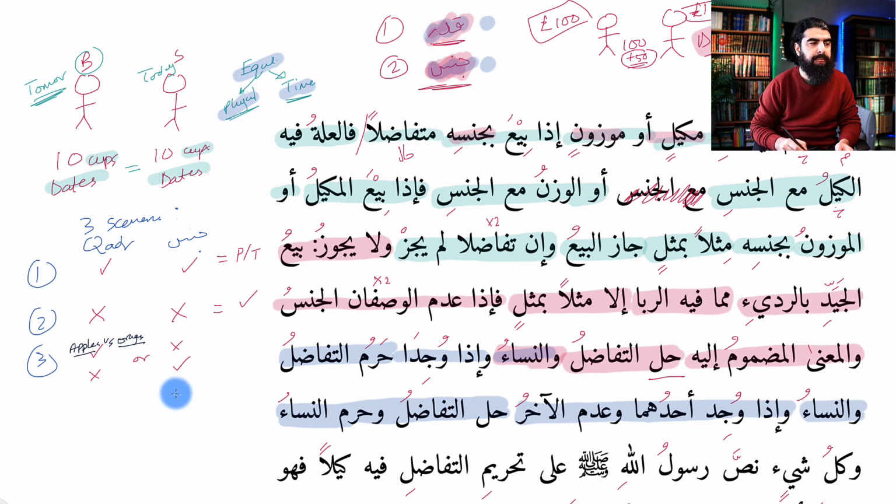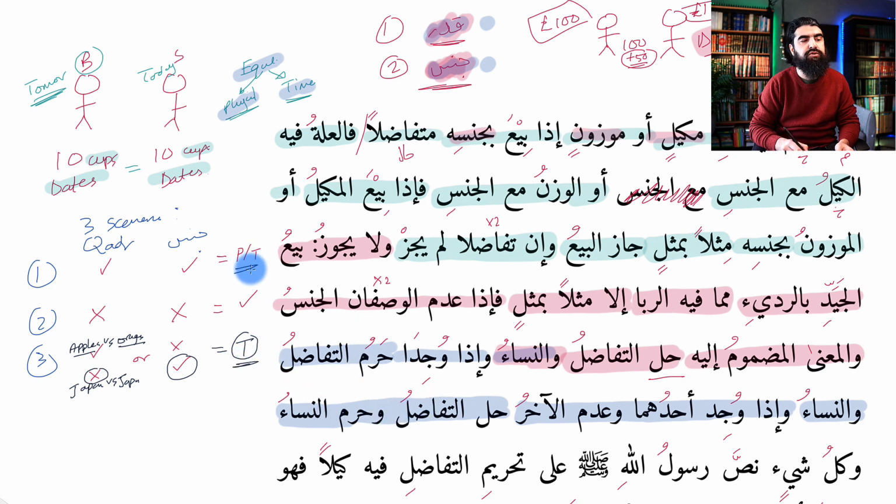And if the qadr is not there, but the jins is there. So for example, let's say you're selling some specific type of cloth. Let's say you're selling Japanese cloth versus Japanese cloth. So the qadr, obviously Japanese cloth is not measured in weight or in cups, but they are the same genus. So if you sell Japanese cloth for Japanese cloth, then when it comes to time, you are going to have to give the items at the same time. You can sell as much as you like. You can sell 1 meter of Japanese cloth for 10 meters of Japanese cloth.